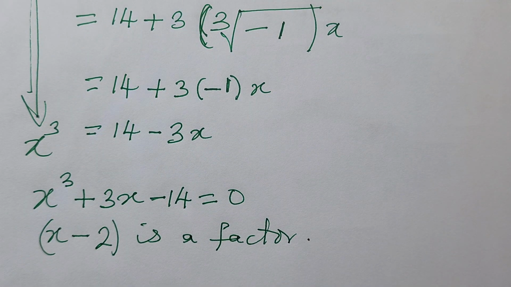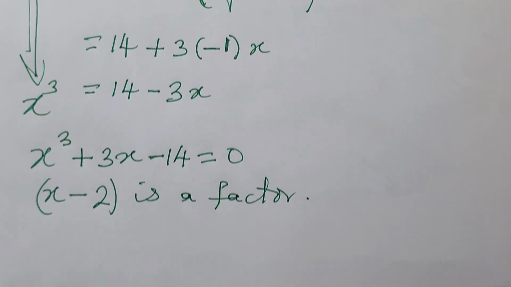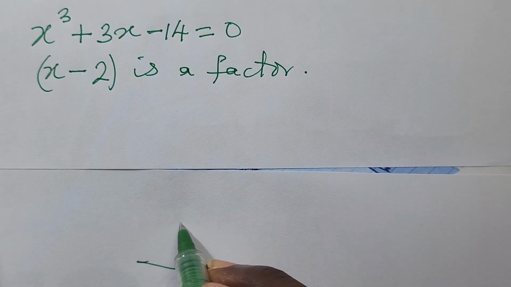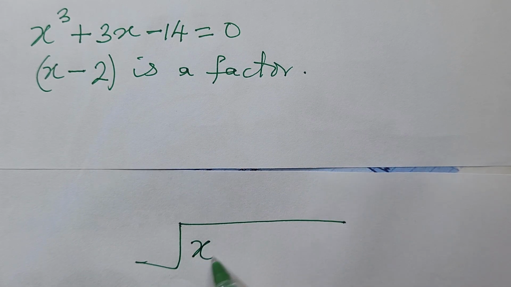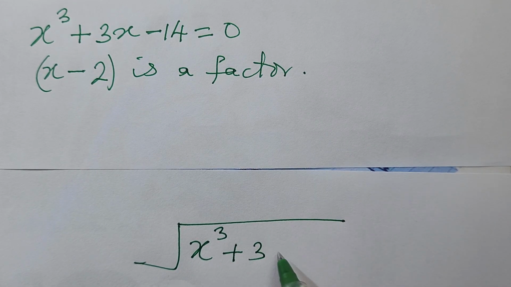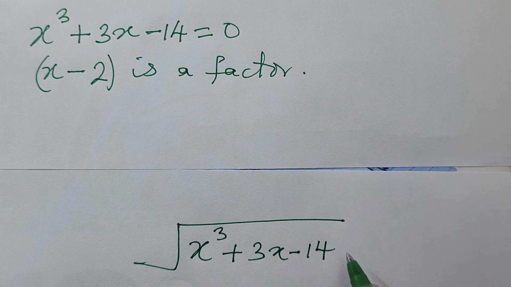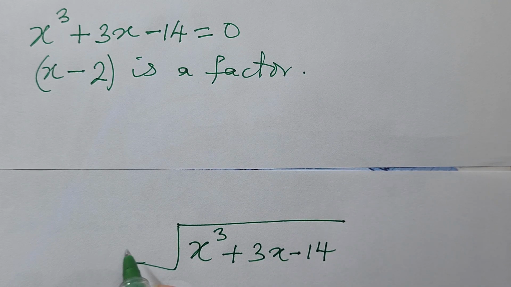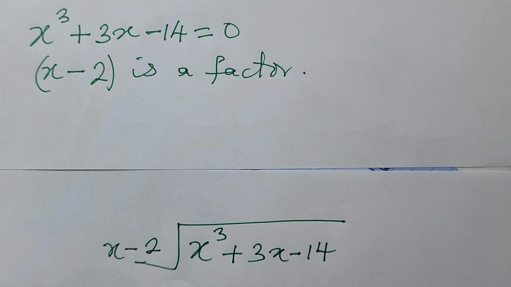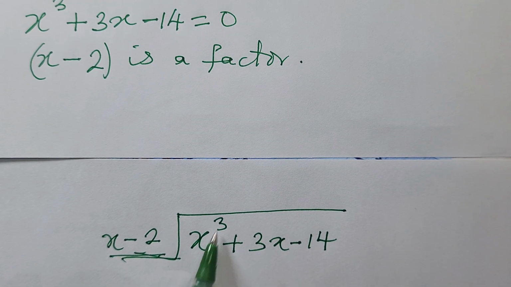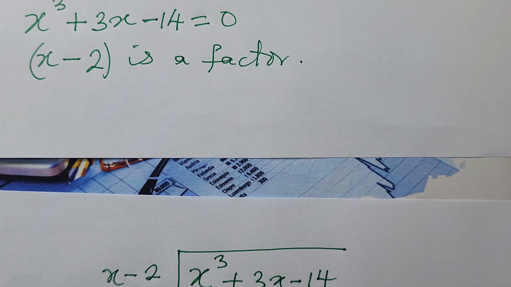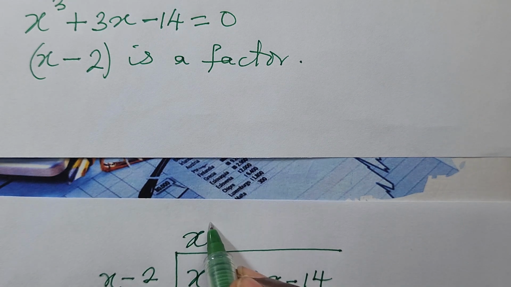So if x minus 2 is a factor of this polynomial equation, we want to use the long division method to get the quadratic equation that will multiply together with this to give us our original equation. We have here our dividend x to the power of 3 plus 3x minus 14, right? Here we have our x minus 2. So we use this to divide this x to the power of 3. This will give us x to the power of 2. So let's put here x to the power of 2.